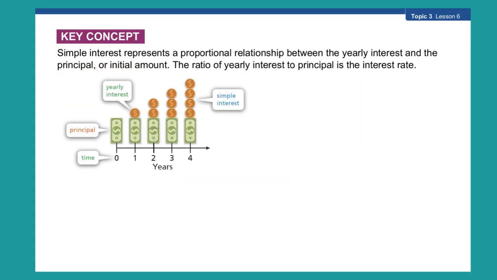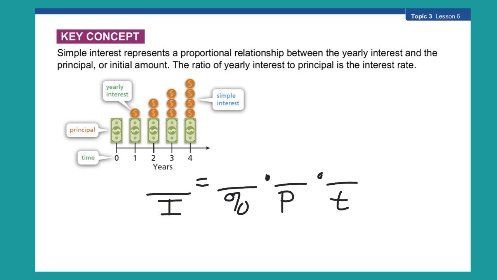This is your key concept on the top of page 182. So simple interest represents a proportional relationship between the yearly interest and the principal or initial amount. The ratio of yearly interest to principal is called the interest rate. And I feel like if we can just fill in our blanks, rate times principal times time, and we think carefully about when we're going to multiply, when we're going to divide, I think we're going to have no problem with simple interest.